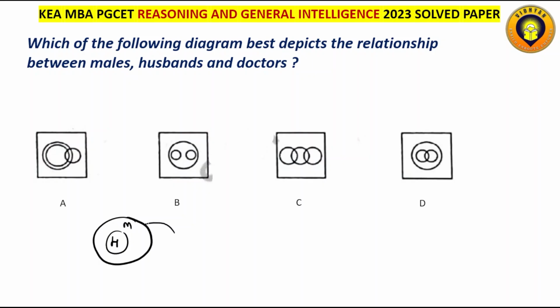So therefore, how can you draw that? Like this. Some doctors are husbands, some doctors are males. Therefore, the answer will be option A. All husbands are males and some doctors are husbands, some doctors are males.